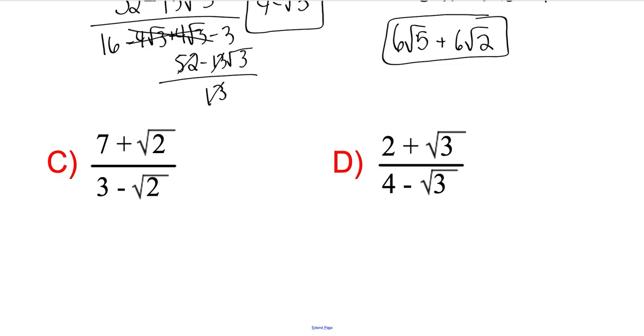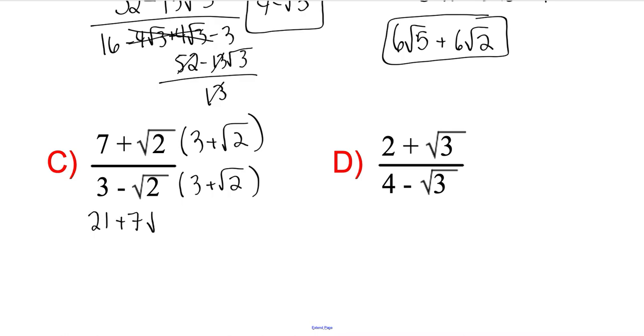So a couple more of these here. So FOIL by the conjugate. What's the conjugate of 3 minus root 2? Well, it's going to be 3 plus root 2 on top and bottom. So we have 7 times 3 is 21. 7 root 2, and then 3 root 2, and then root 2 times root 2 is just a 2. That's my numerator right there.